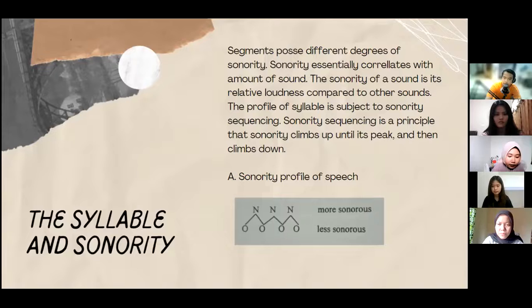The first is the sonority profile of speech. In the sonority profile of speech, the vowel is more sonorous than a consonant, so it carries a greater distance than a consonant. And this is the reason for the segmental structure of the core syllable, why the vowel should occupy the syllable nucleus and the consonant occupy the syllable onset.